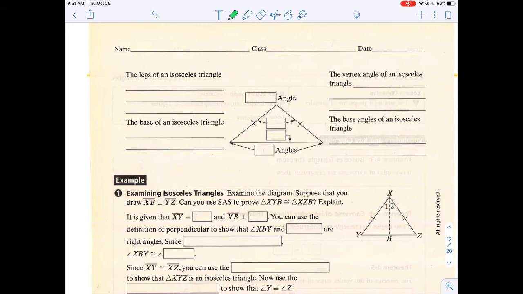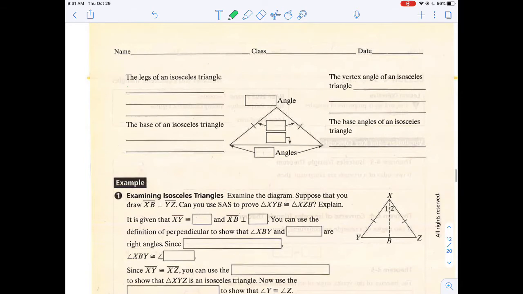The legs of an isosceles triangle are the two congruent sides. These two congruent sides that are marked with the dash are the legs. The base of an isosceles triangle is the third side. So the one that's not congruent, this is the base. The vertex of an isosceles triangle is formed by the two congruent sides. So the vertex angle is where those two sides meet. So right here would be the vertex angle.